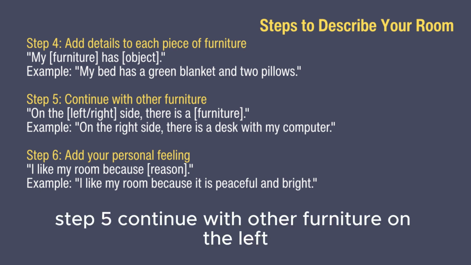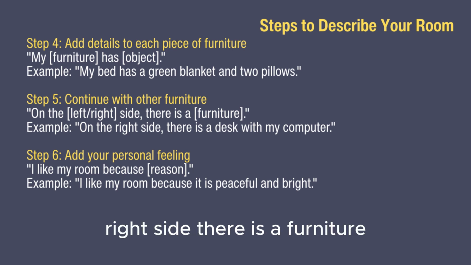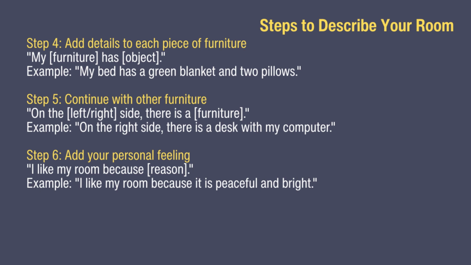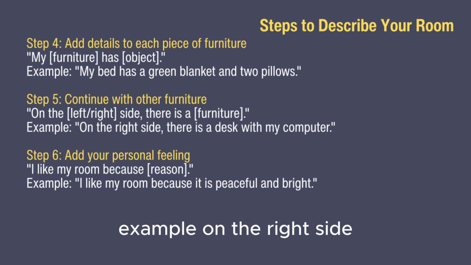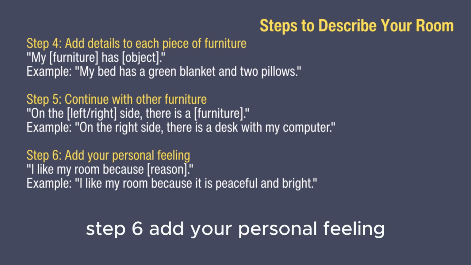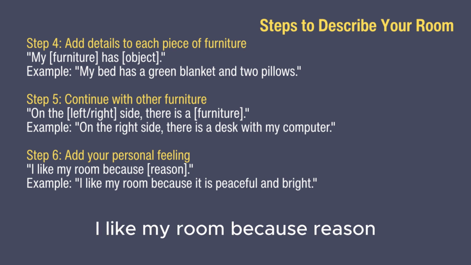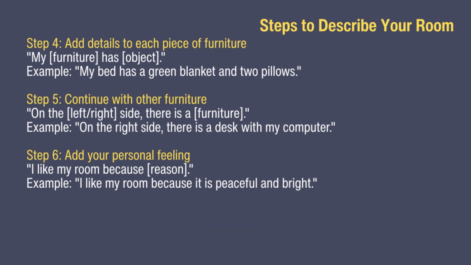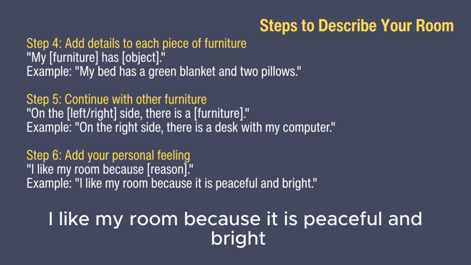Step 5. Continue with other furniture. On the left or right side, there is a furniture. Example, on the right side, there is a desk with my computer. Step 6. Add your personal feeling. I like my room because reason. Example, I like my room because it is peaceful and bright.